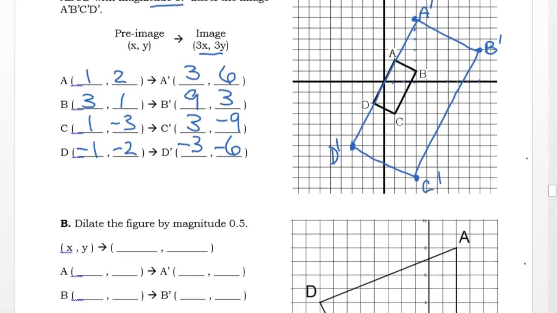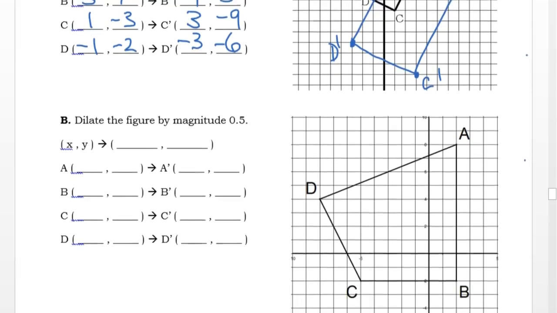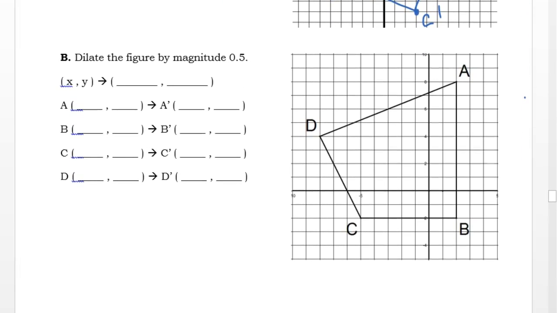Our next example wants us to dilate by magnitude 0.5. So this one doesn't tell us the rule, but to dilate what we do is multiply. So we're going to do a half times x and a half times y. Let's record the coordinates of all of the points on this figure. A looks like it's 2 to the right and 8 up. B is 2 to the right and 2 down.